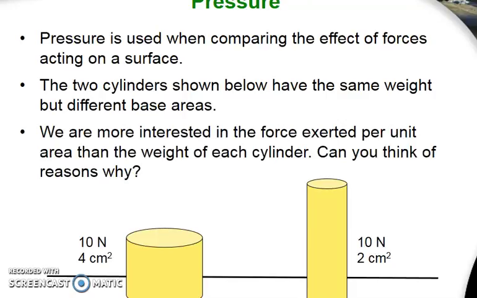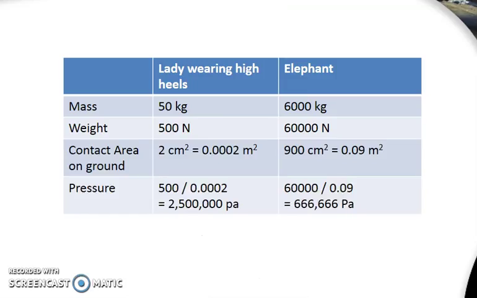For example, you have two cylinders. If both of them have the same weight, can you tell which one will have a larger pressure on the area? Let me bring you to the example of a lady wearing high heels versus an elephant. Let's say the weight of the lady is about 500 newtons or 50 kilograms, and the weight of an elephant is about 60,000 newtons or 6,000 kilograms.